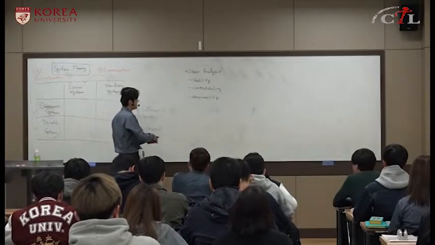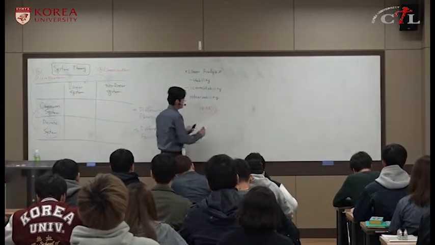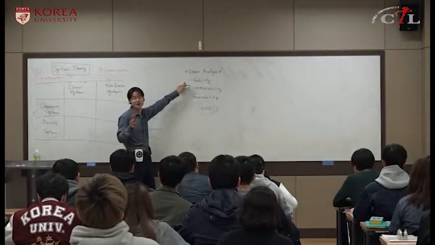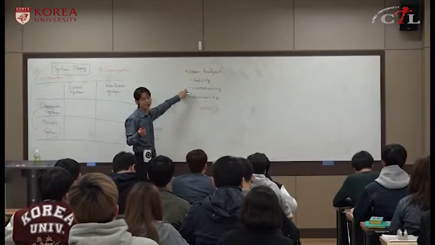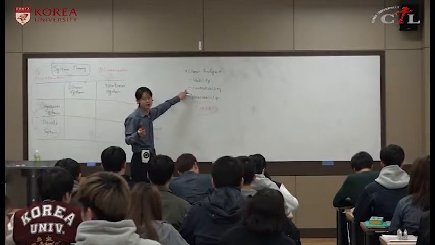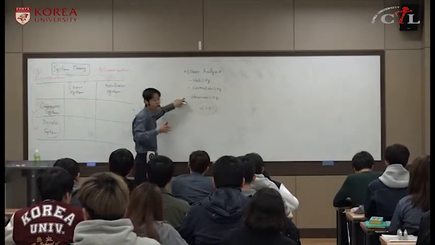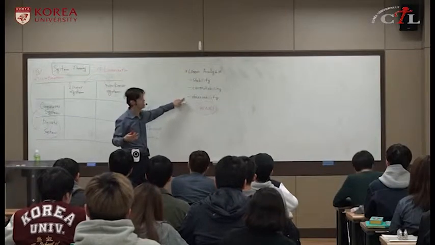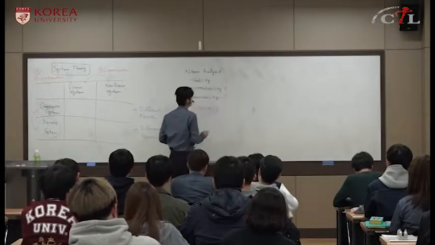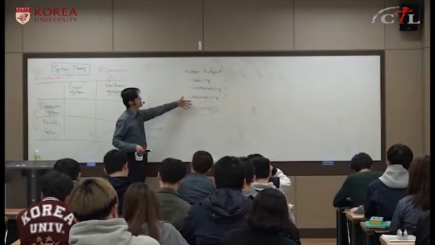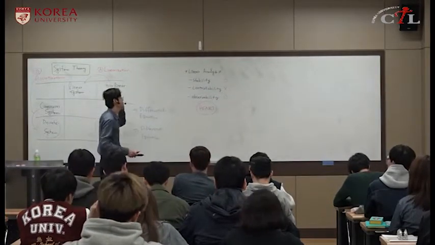For example, what about your heart? Is your heart stable? That's why you're still alive. Yes, your heart is stable. Can you control your heart? No. If you can, stop it. Try it. No. Can you observe your heartbeat? Yes. Those are the physical meanings of those things. So if we can make the system linear, then we can analyze many things.